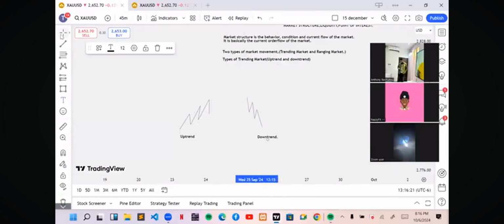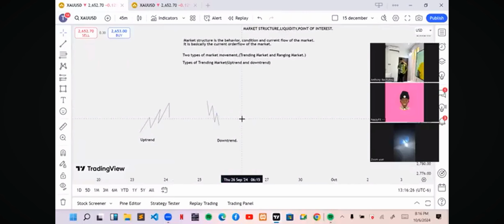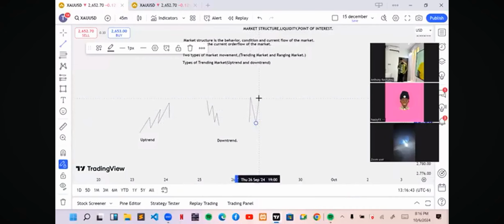Then we have the ranging market, which isn't really trending anywhere. It's just moving from one particular point to another. If you move from point A to point B, or move back from point B to point A. So it's ranging. A range means being stagnant, in the same fixed position from here to here, and from here back to here. This is what it means for market to be on a range. It's more of a consolidation.